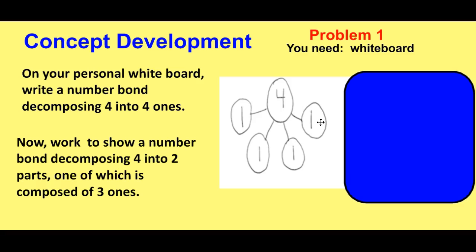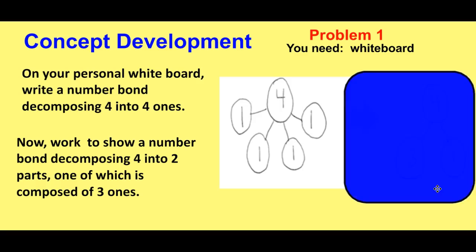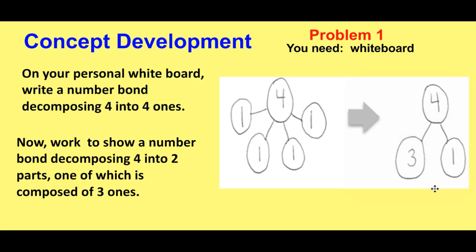So now we're going to show a number bond decomposing 4 into 2 parts. So what 2 numbers would make 4? So this says that one part needs to have 3 ones. So whenever you're drawing your number bond, it's going to look like this. We've got a 4 at the top. One part is going to be 3, and the other part's going to be 1, because we know that when we put 3 and 1 together, that makes 4.